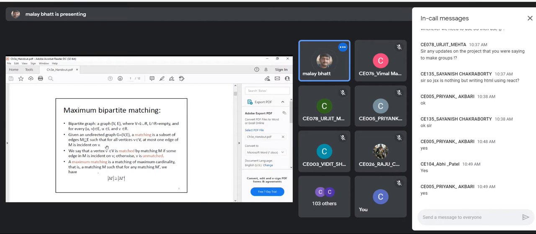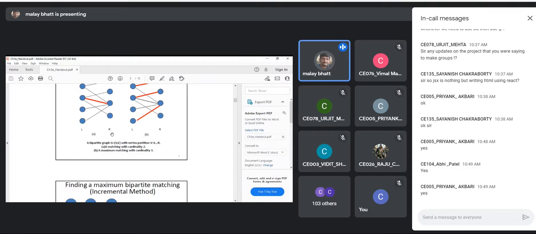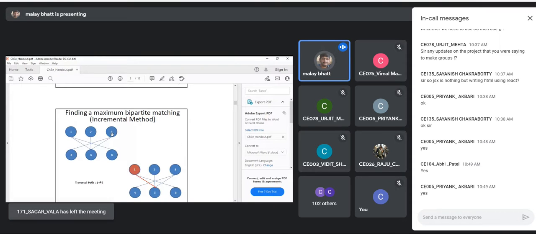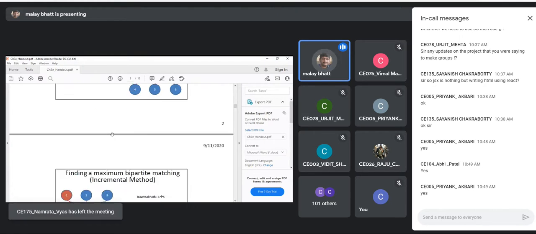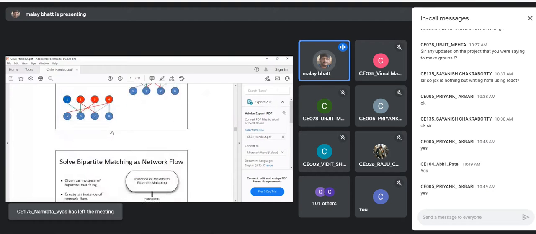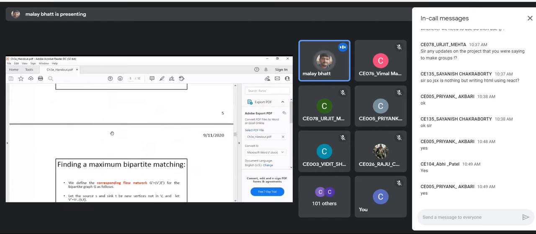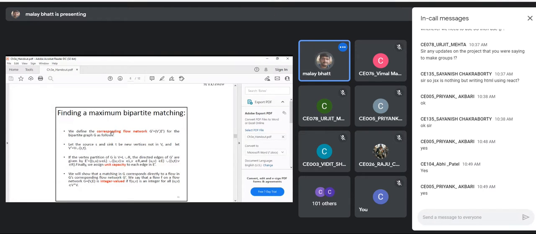Okay, so let us continue. This is what we have discussed: the definition of bipartite graph, and we have taken one example, the incremental method, to find the maximum matching, in the last session. And the last point was that we want to apply a flow network, that is the Ford-Fulkerson method, to find a maximum matching in the bipartite graph.